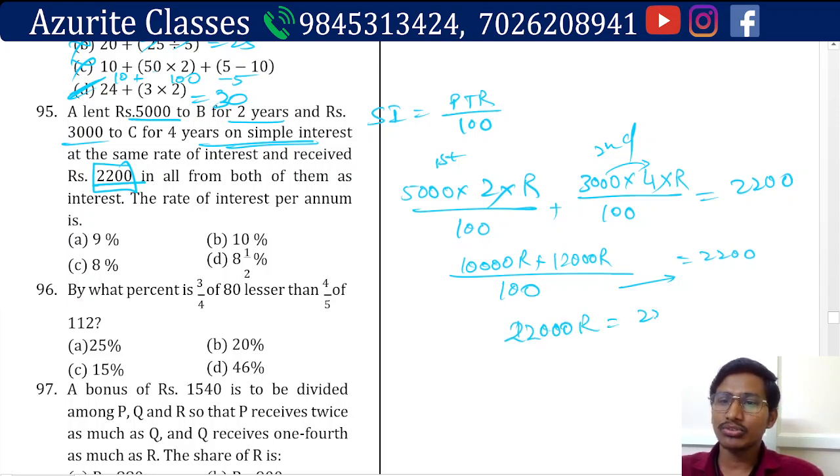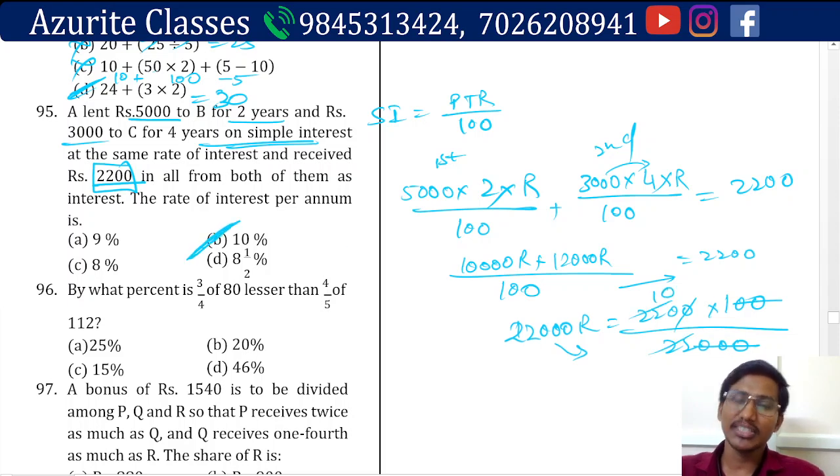R will be 2200 into 100, then this will divide it, right? So I will directly take 22,000. So here 3 zeros, here 2 zeros, here 1 zero cancel, 22 tens is the answer. 10% is the rate, option B. Okay, so that is the answer.